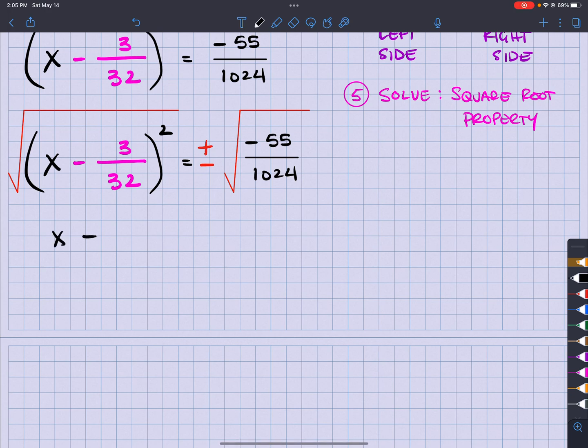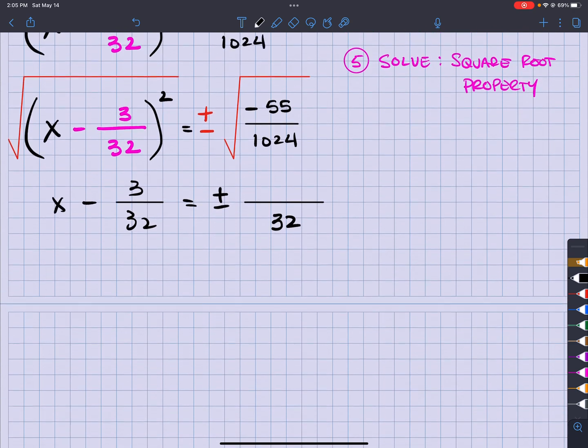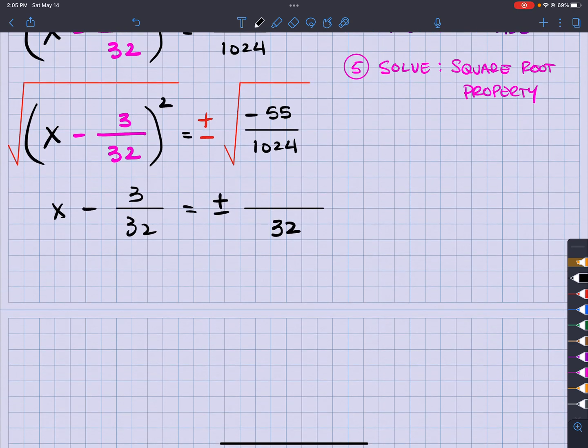I have x minus 3 over 32 is equal to, all right, so the top, I'm going to do this separately. I'm going to have the plus and minus. And let's deal with the top and the bottom. So the bottom, the square root of 1024, we already know is 32. Why? Because we have to square 32 to get to 1024. And then square root of negative 55, well, I can't break down 55 because it breaks down to 5 and 11. There's no pairs. But I can pull a square root of negative 1. So I really have the i and then the square root of 55.